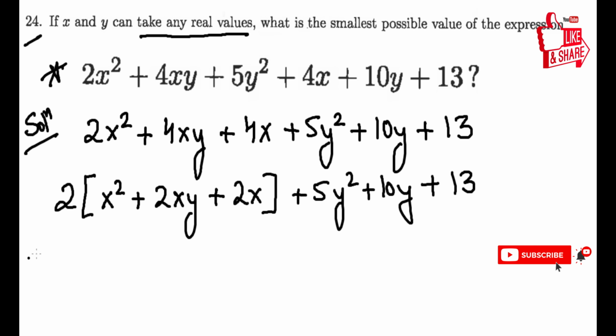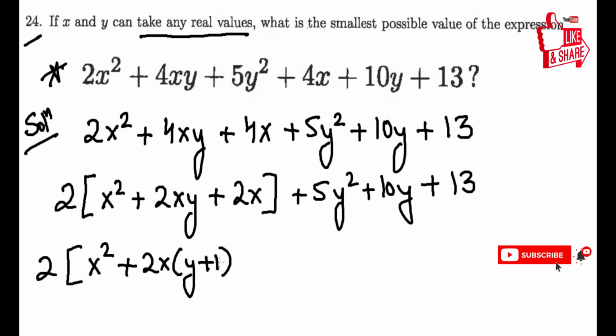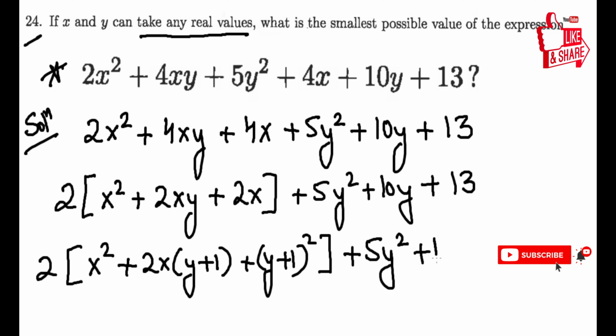Let's continue. So for that we require something to be added. How to find out? First take 2x common here. If we take 2x common here, we are left with y plus 1. Now we know we need an extra (y plus 1) squared because x is already there. So I am going to add (y plus 1) squared inside the bracket. And if we are adding (y plus 1) squared, we have to subtract it also. But while subtracting, keep in mind there was a 2 in front of it. So when you are subtracting, you should write 2 times (y plus 1) squared.